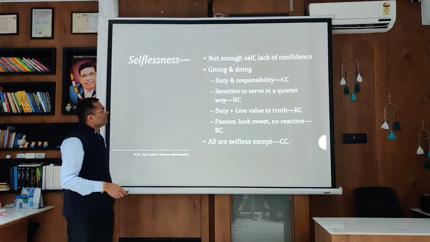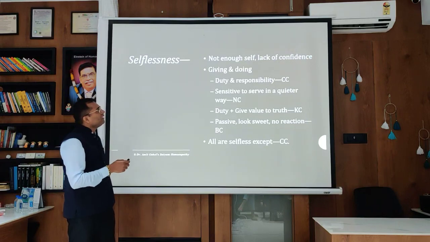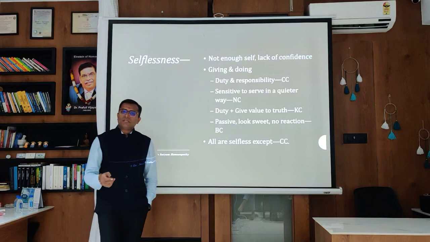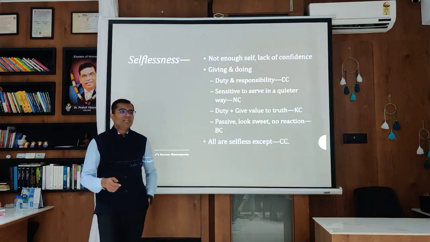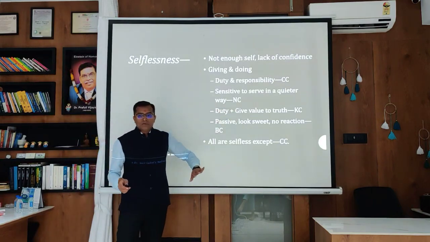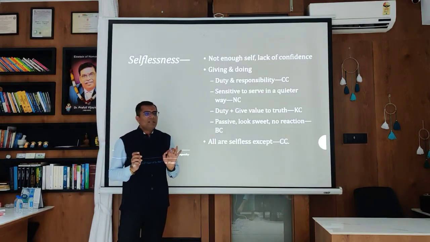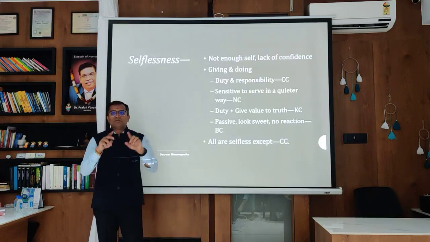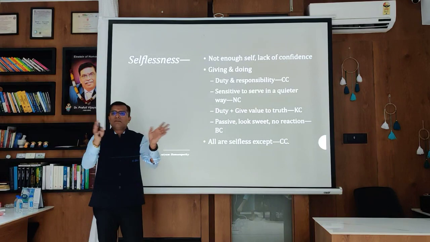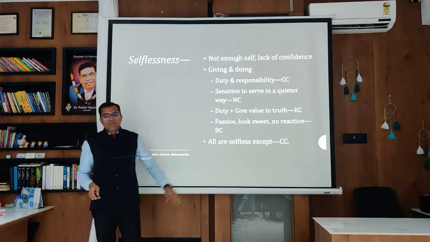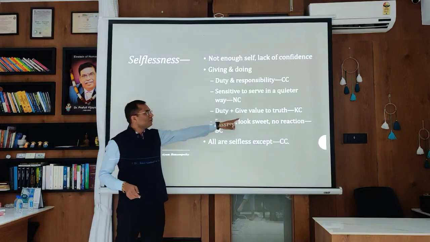So in selflessness they have a theme of giving and doing. They are dutiful and responsible, mostly found in Calcarea Carb. Natrum Carb is sensitive but serves in a quieter way, like an incense stick. I am burning but I am giving a fragrant smell to the environment. So they are sensitive and serve in a quieter way. Duty plus giving value to the truth.